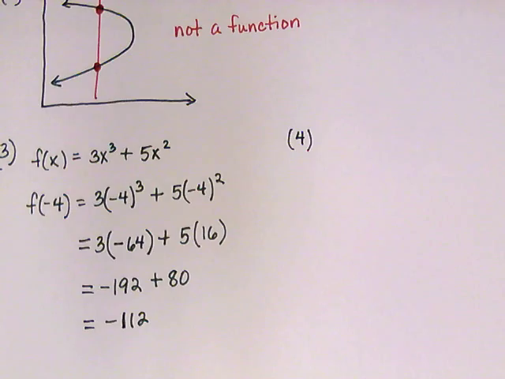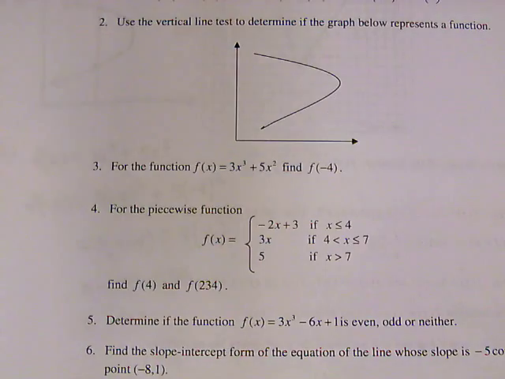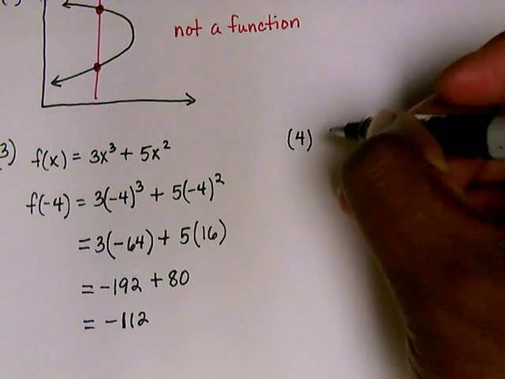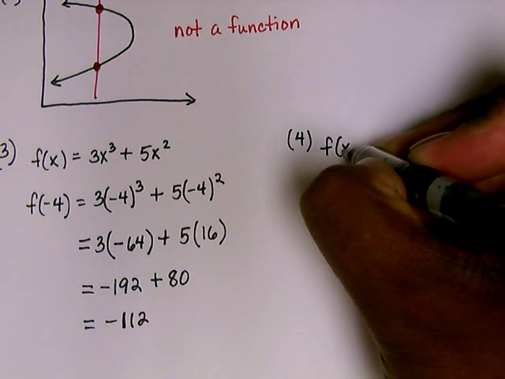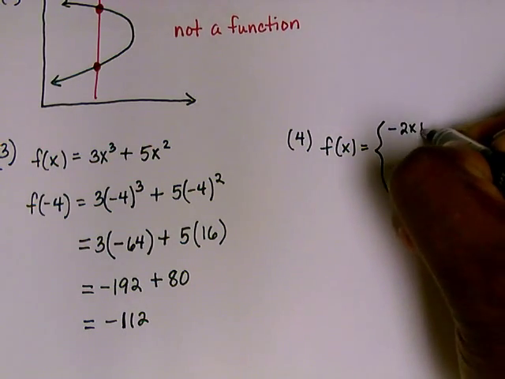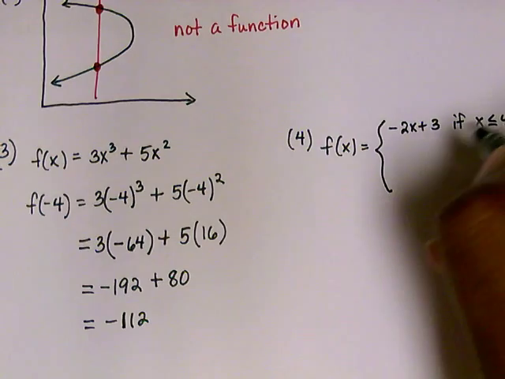Number 4, here you have a piecewise function, f of x equal to negative 2x plus 3, and that's used only if x is less than or equal to 4, or 3x if your x is greater than 4 and less than or equal to 7, or 5 if x is greater than 7. So I'll rewrite that function there, because you have 2 or more functions over a specified domain.